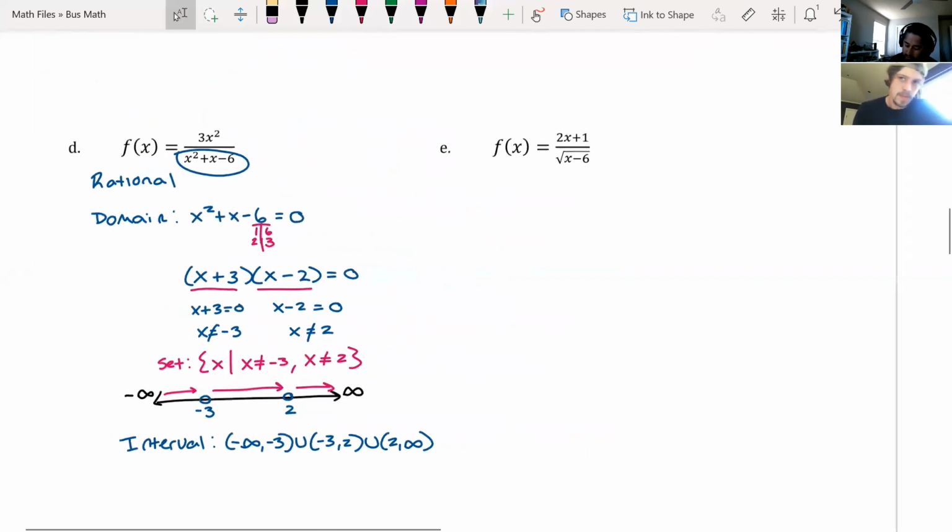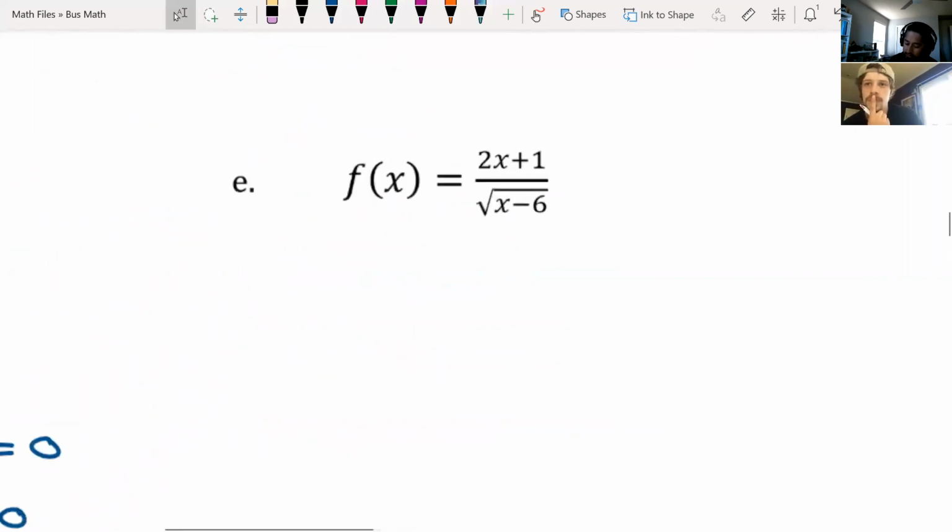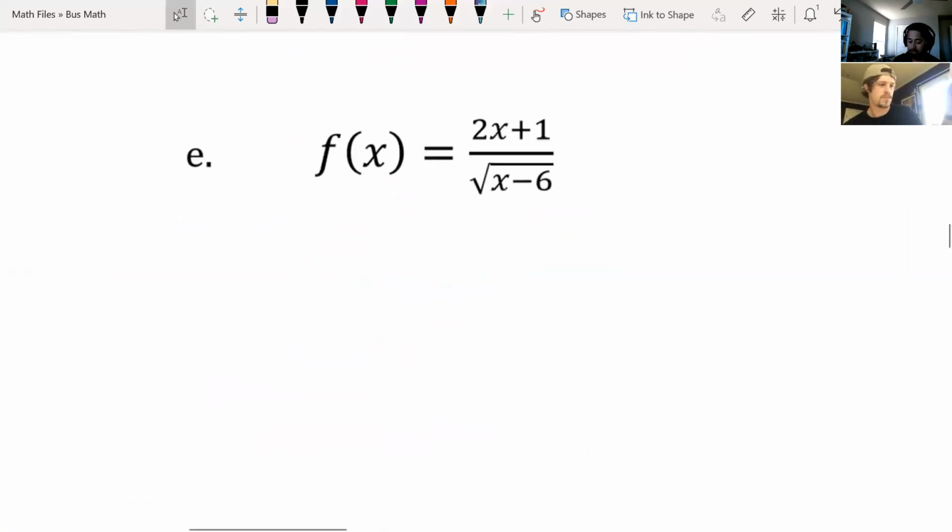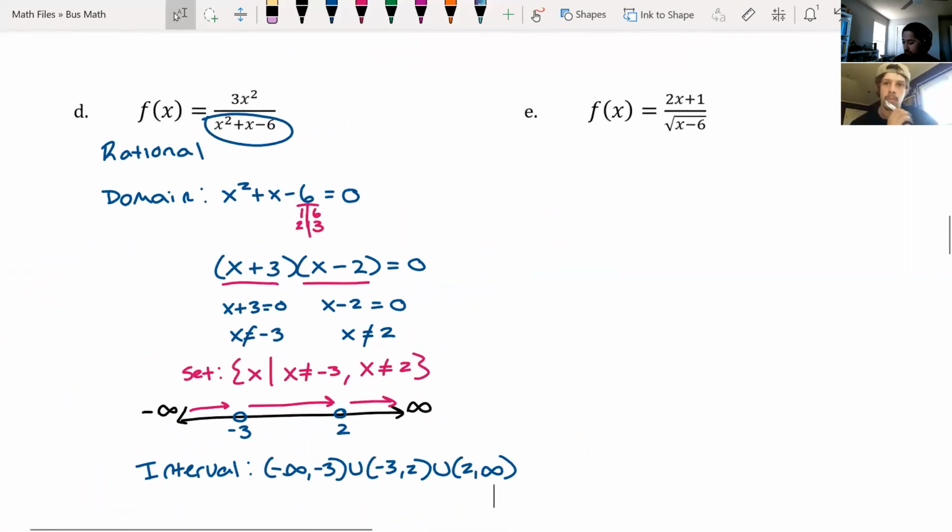Which brings us to the last one. Tricky, tricky. I'll leave that there for a couple of seconds, just in case you're still writing it down.